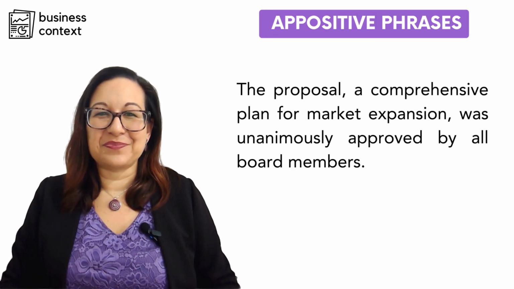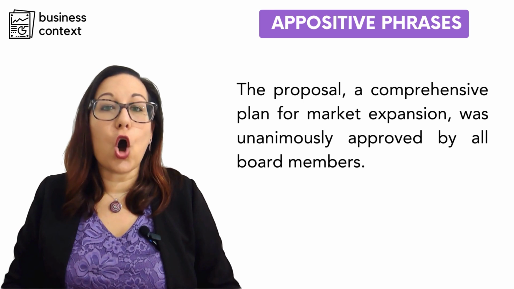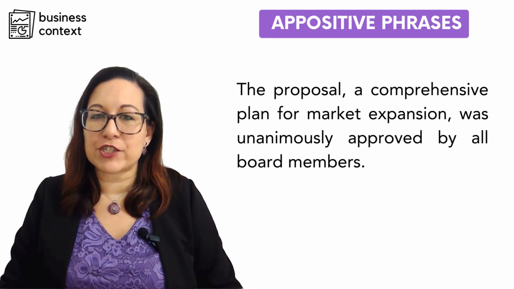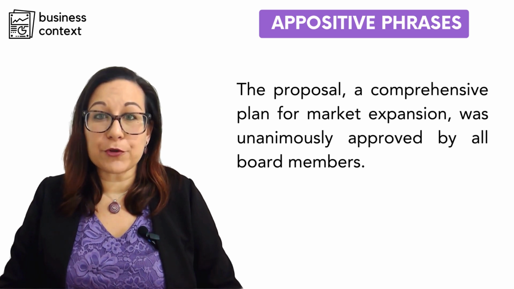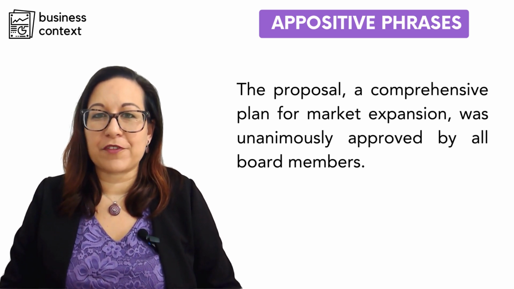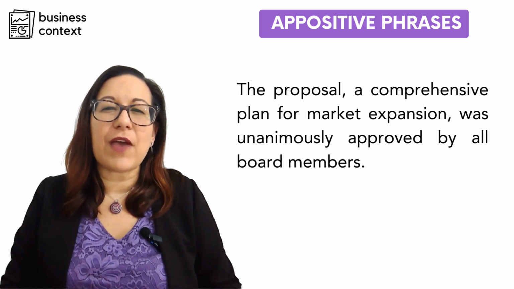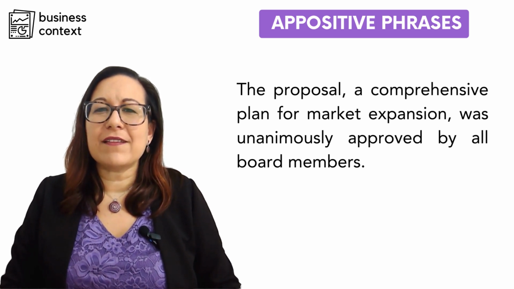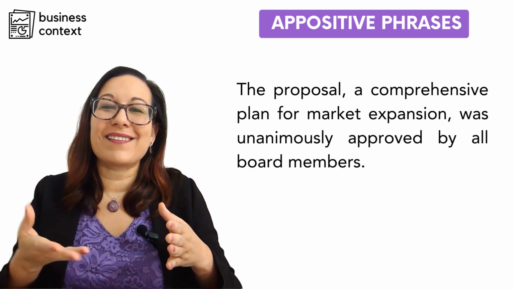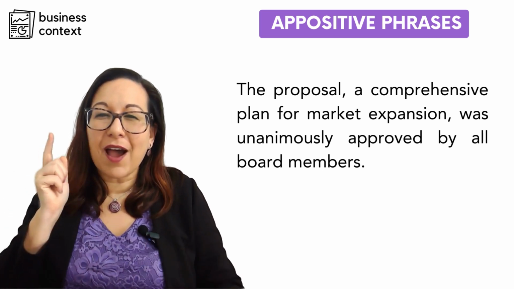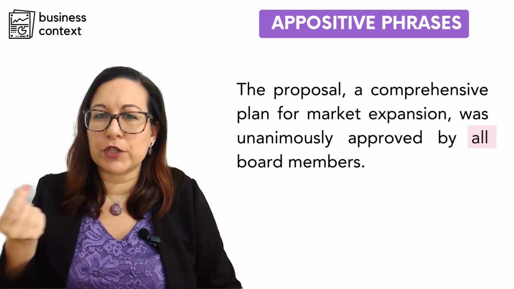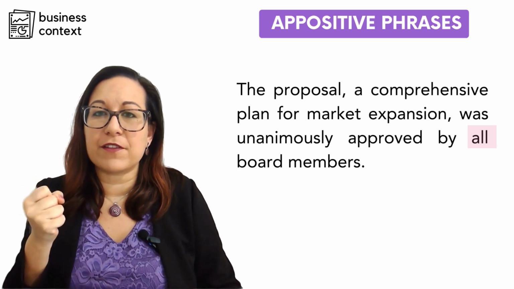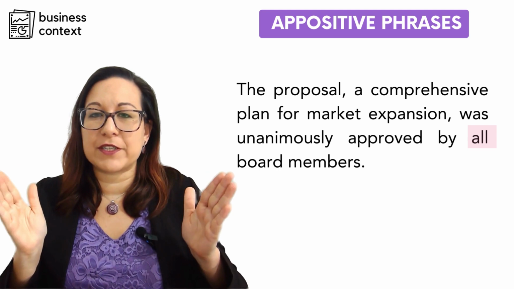Example number 2. The proposal, a comprehensive plan for market expansion, was unanimously approved by all board members. It's a nice bit of emphasis that I've put there because unanimously means that everybody agreed, but I still used all board members because I really wanted to emphasize that everybody was in agreement.